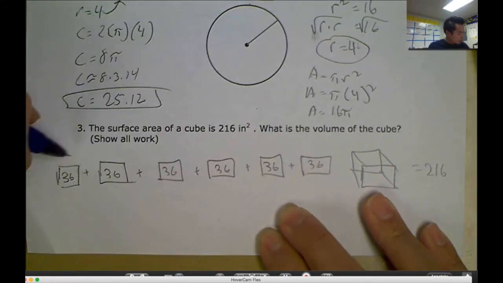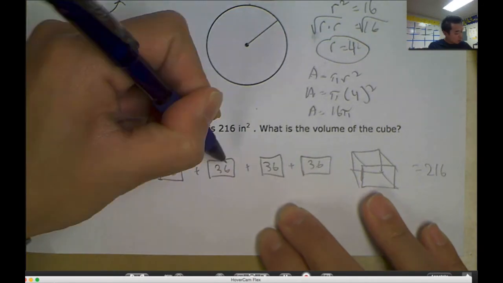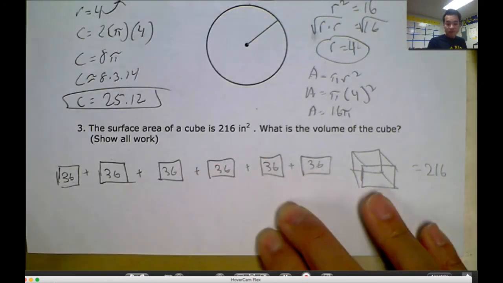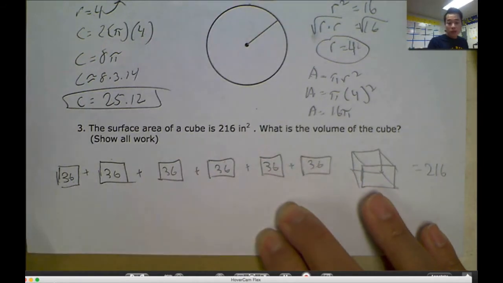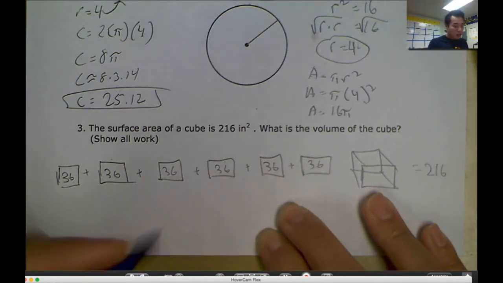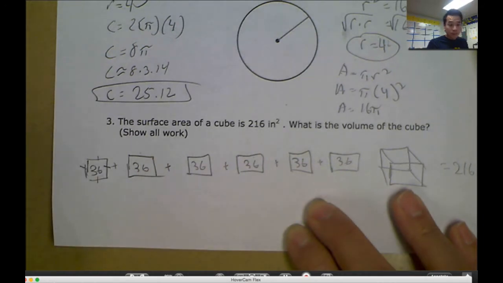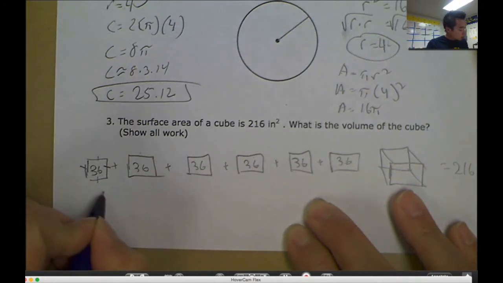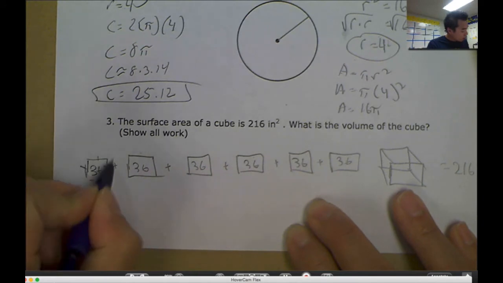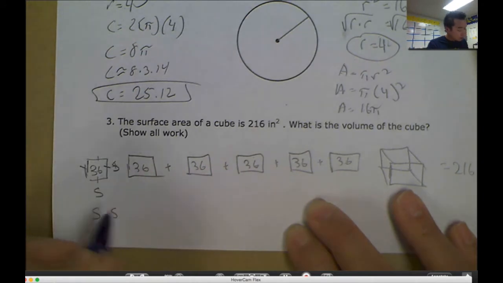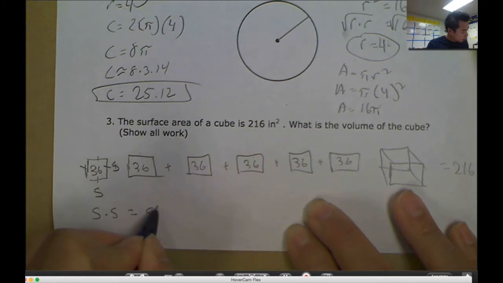These are my 6 faces. Here's my top, bottom, left, right, front, and back. I add them all up, they'll equal 216. But I also know a square has equal sides. And how do you find the area of a square? You would take one side and multiply by the other, side times side. In other words, side squared.